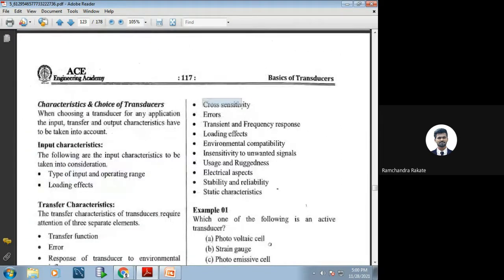Apart from that, we have cross sensitivity, error, transient and frequency response, loading effect, environmental compatibility, insensitivity to unwanted signal, usage, ruggedness, electrical aspects, stability, reliability, and static characteristics.